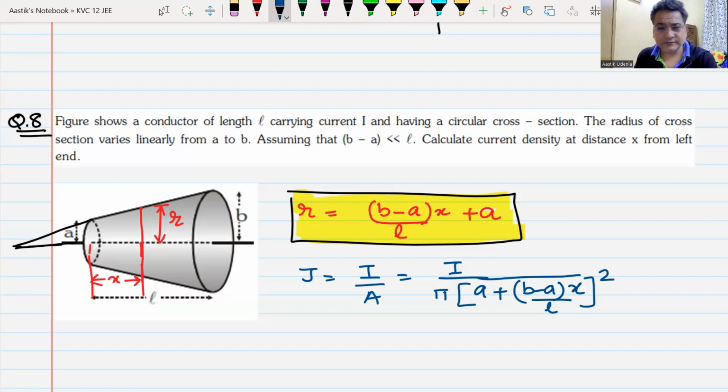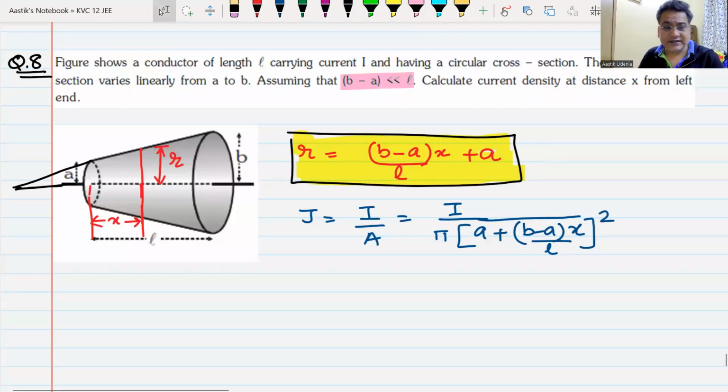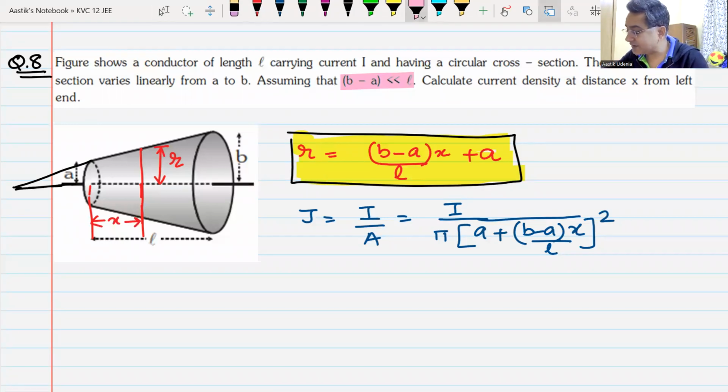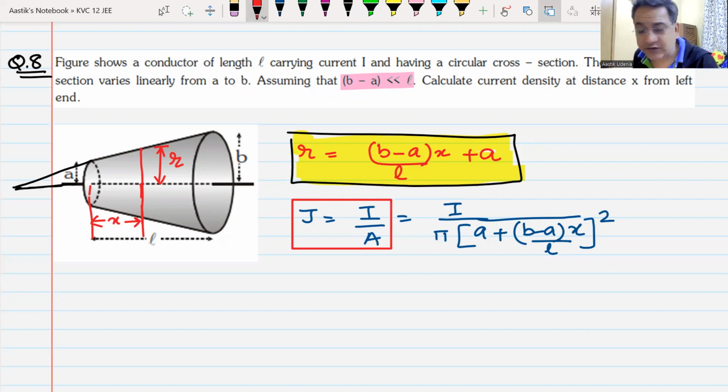Was it difficult to do? No, it was not difficult to do. But here there is a special condition given that B minus A is very, very small compared to L. Now again, to go ahead from this stage, we do not require physics. The only physics that we have done in this question is that we have applied this formula in physics. This is the only physics in this entire question.